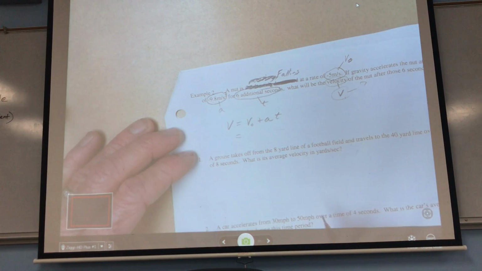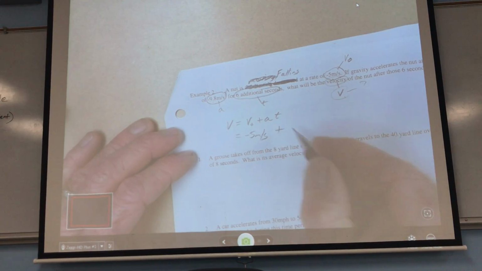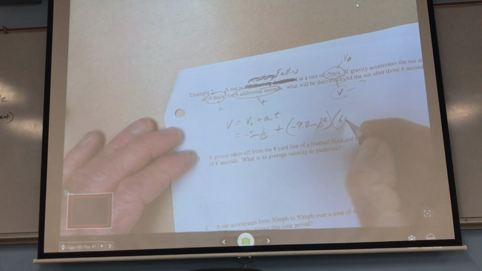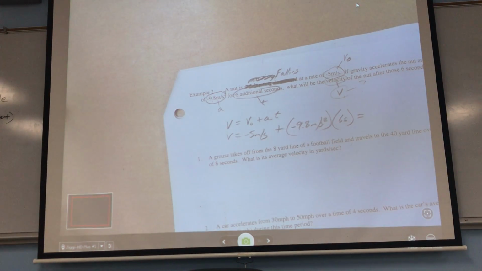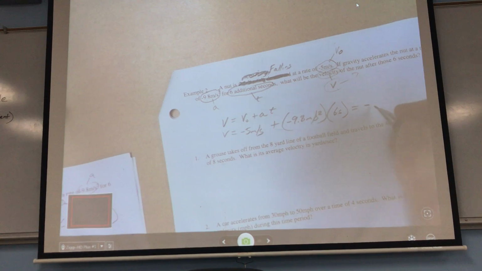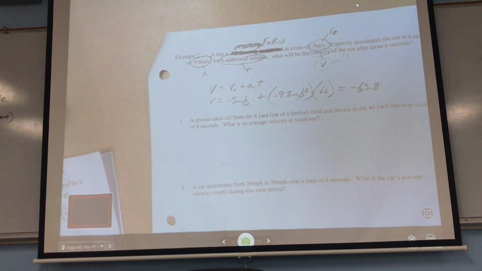V0 is negative 5 meters per second. And A is negative 9.8 meters per second squared. And T is 6 seconds. And I already did this earlier. Negative 63.8. I have that written. And what would the units be? Got to have the units. You always lose a little bit if you don't. Meters per second. So it's going downward faster than it was going downward before.